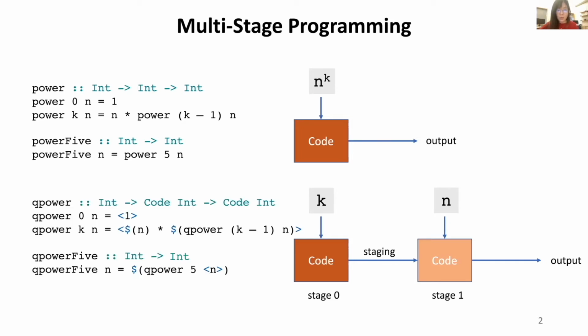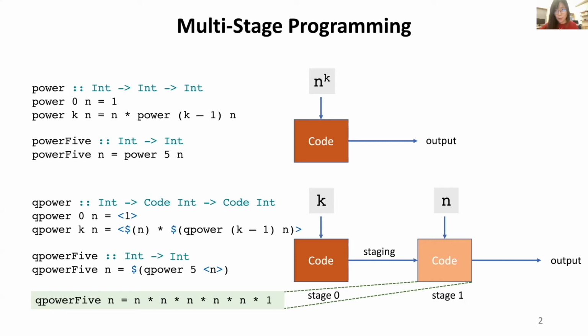Specifically, we distinguish between int and code int, where code int is information available in later stages. We use the bracket operation to quote an int into code int, and we use the dollar operation to splice code int into int. With multi-stage programming, we can generate the definition of power 5, where the function call and all required multiplications have been unrolled and inlined. That is, we successfully eliminate the abstract overhead in power 5.